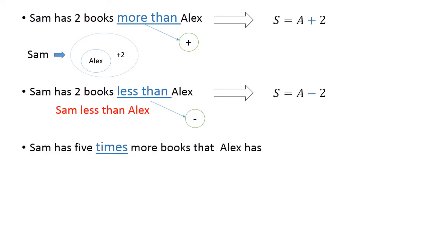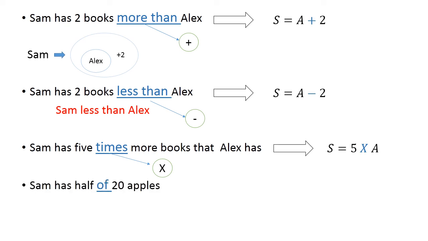Next example. Sam has 5 times more books than Alex has. When we see the keyword times, we are going to think about multiplication operation. This phrase means that Sam has what Alex has multiplied by 5. Then it can be written down as following: S equal 5 multiply A. Next example. Sam has half of 20 apples. Of refers to multiplication operation. Then Sam will have half multiply 20, which is equal to 10 apples.